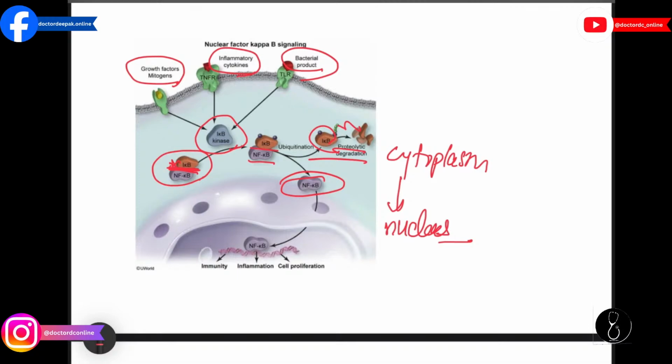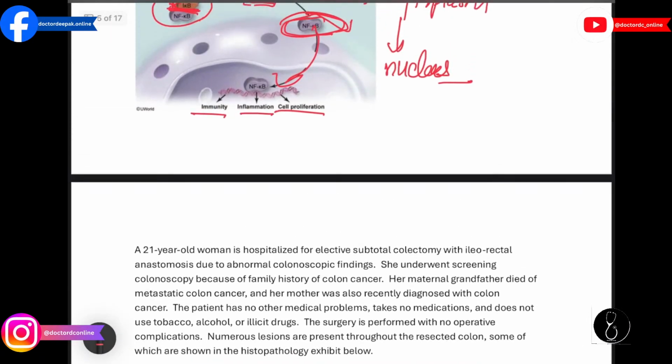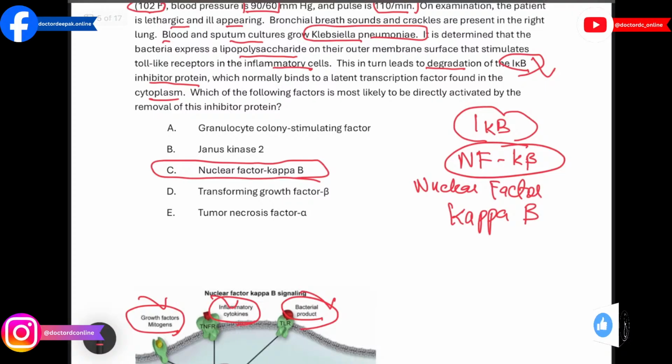After all that, again I am going to summarize. Nuclear factor kappa B is inactive because it is attached to the IKB inhibitor. When it gets stimulation like growth factors, mitogens, inflammatory cytokines, and bacterial products, they activate one enzyme, IKB kinase, which separates the two compounds, and nuclear factor kappa B will be free. It will go into the nucleus and give a response for immunity, inflammation, and cell proliferation. It is responsible for the inflammatory response.